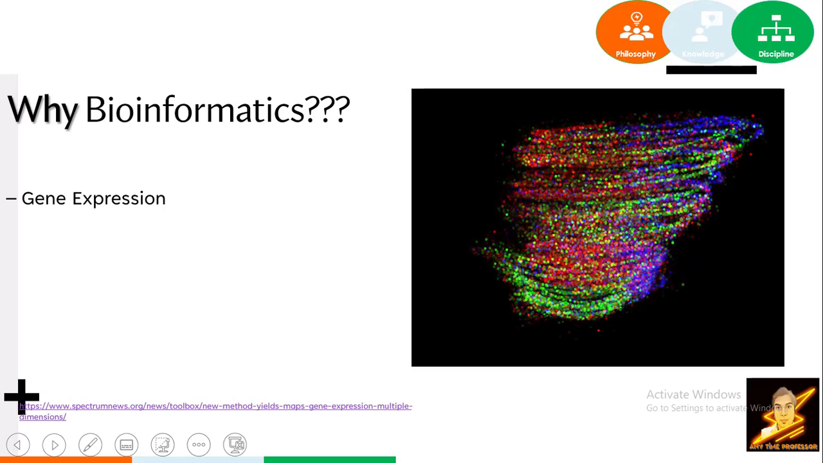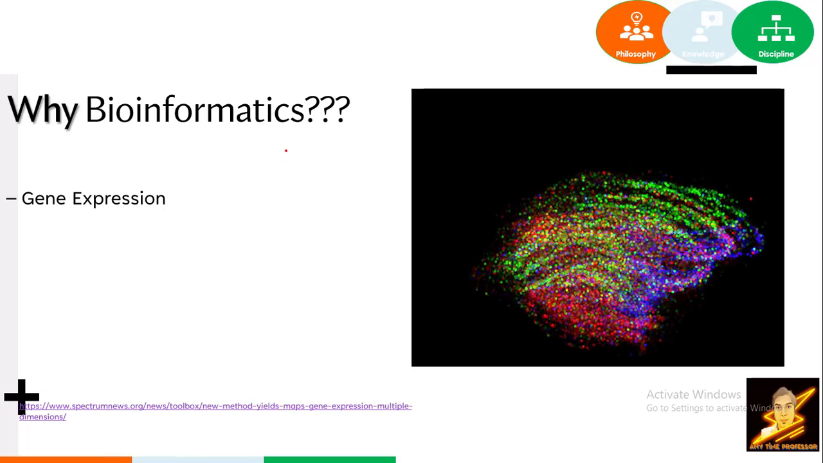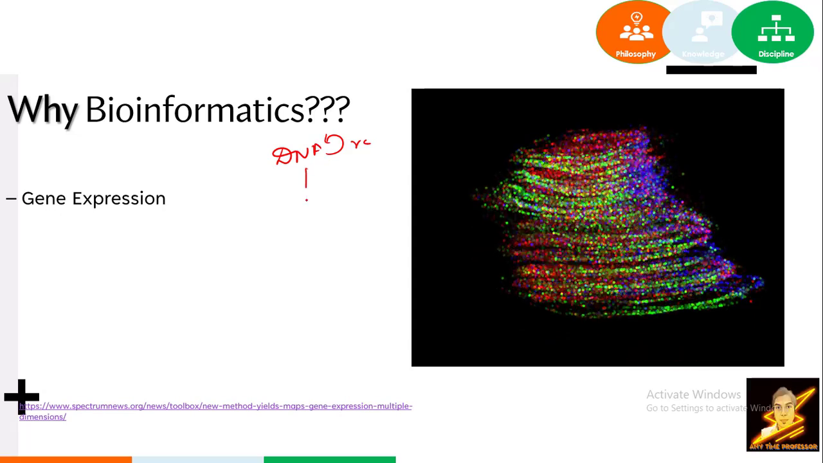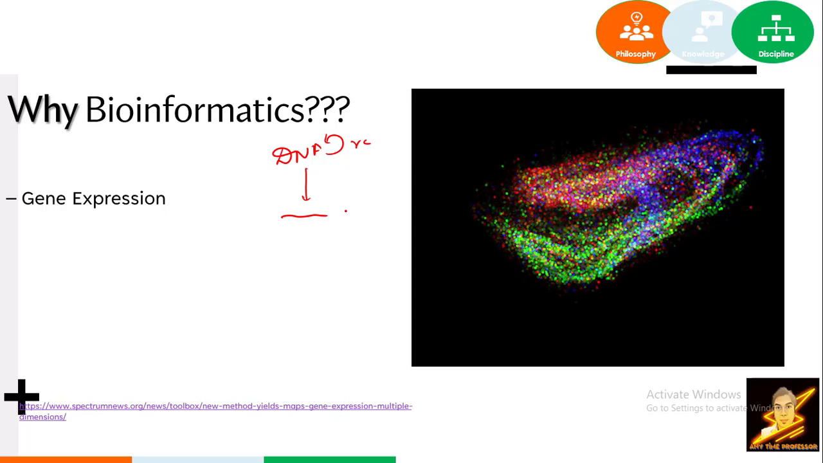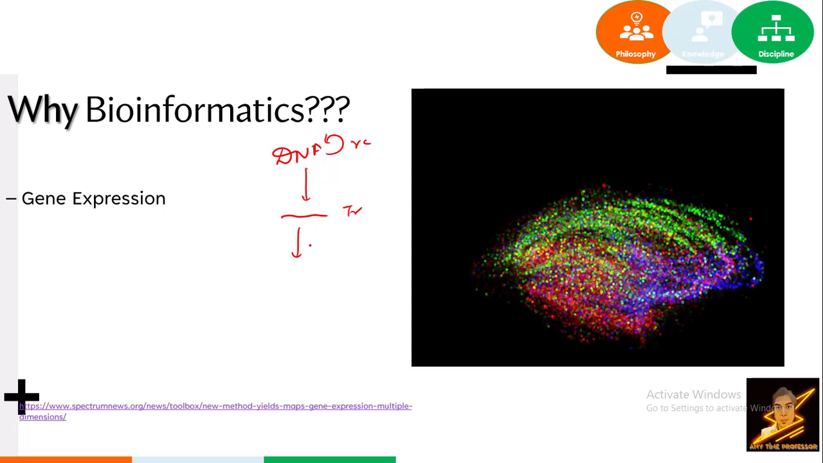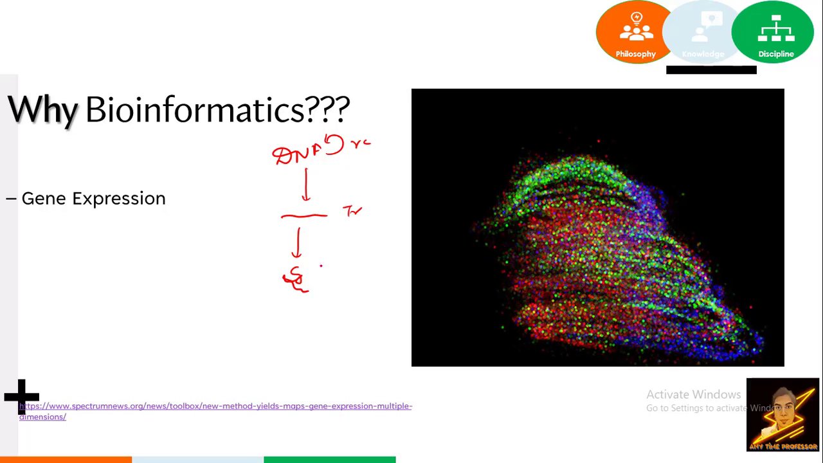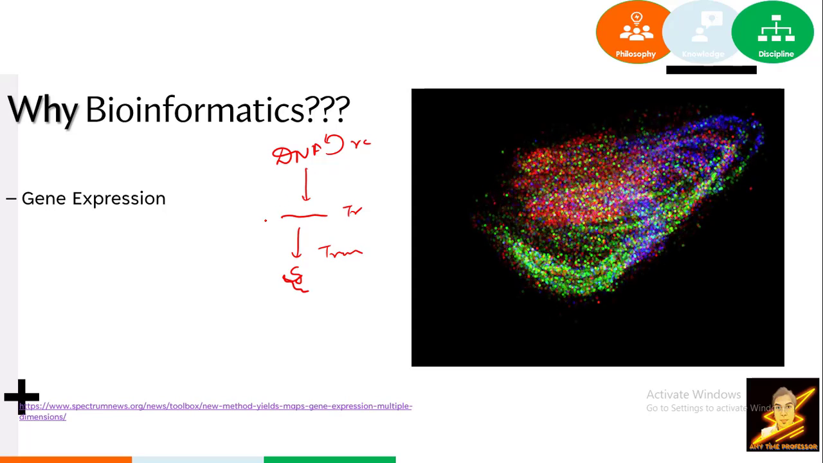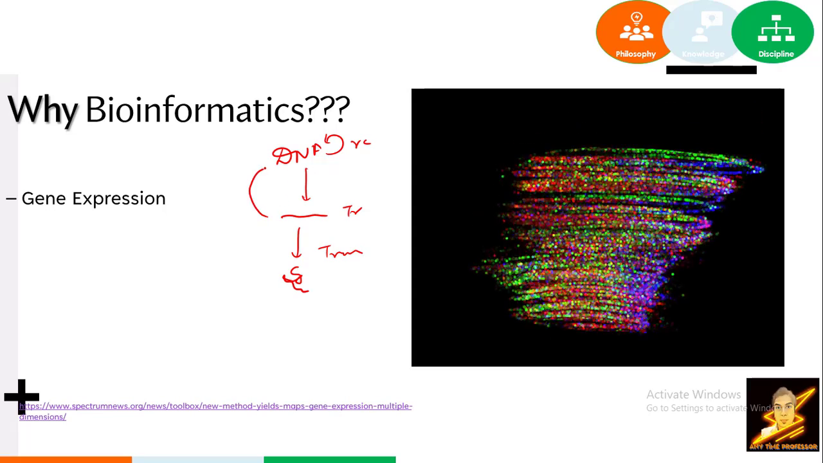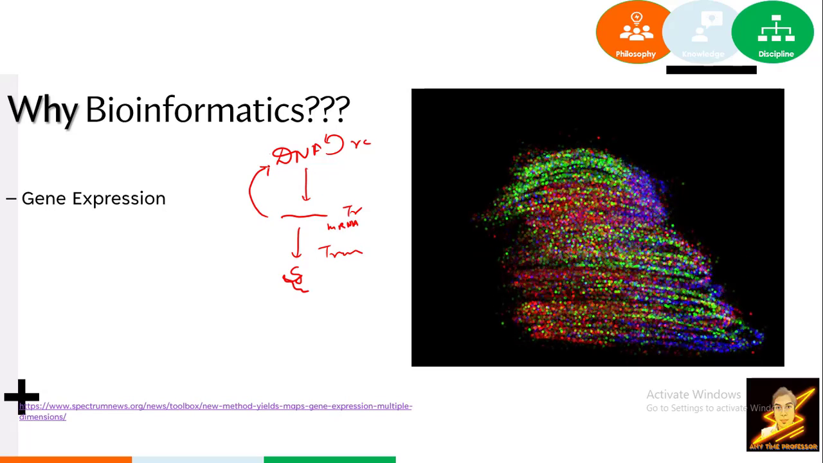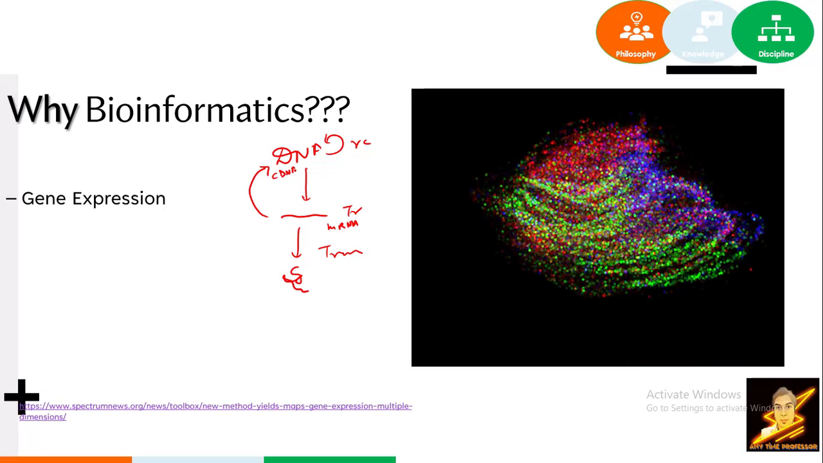Next is related to gene expression. As you know, in the central dogma, DNA is converted into DNA, that is known as replication. DNA is converted into mRNA, that is known as transcription, and mRNA is converted into an amino acid sequence, that is known as translation. And as I earlier told you, there is a process known as reverse transcription in which mRNA is converted into cDNA.